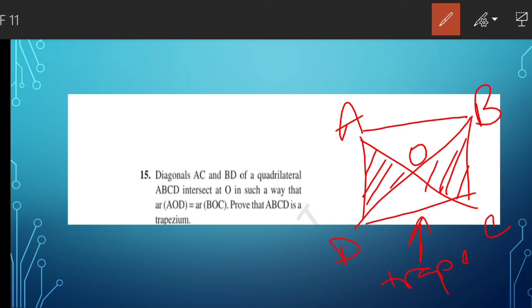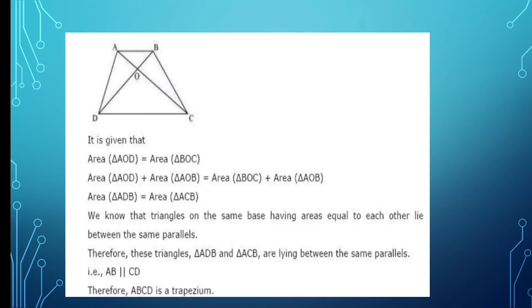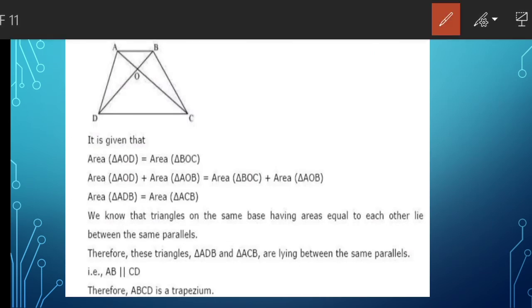So we will show that either of the sides are equal. So here is the diagram. Since the quadrilateral we have to show is a trapezium, we have taken the quadrilateral quite similar to the shape of a trapezium. Now here it is given that the areas of AOD and BOC are equal.